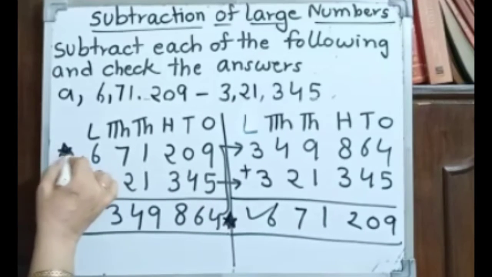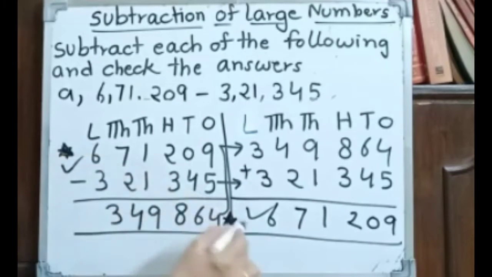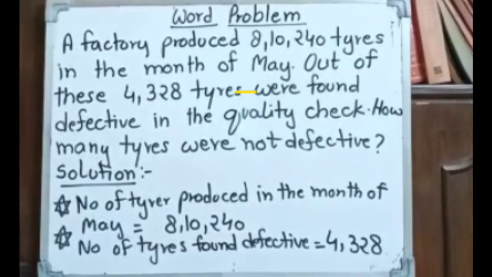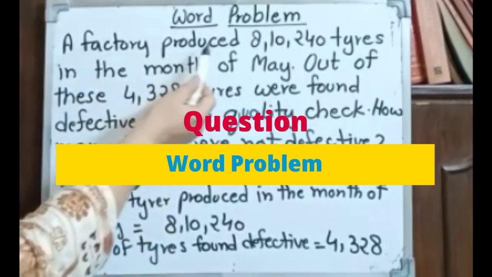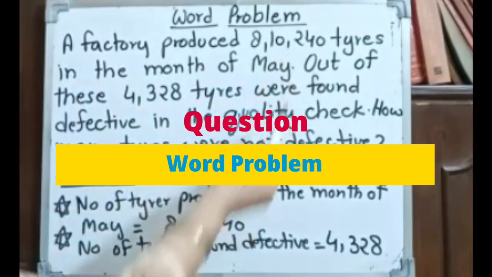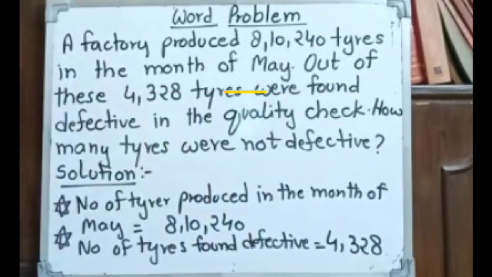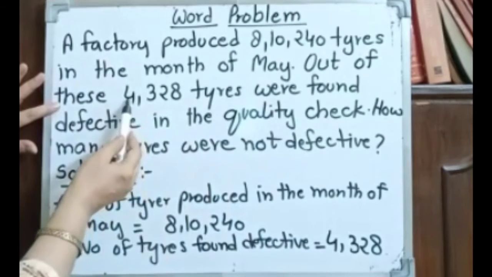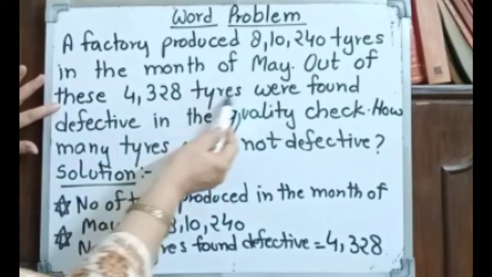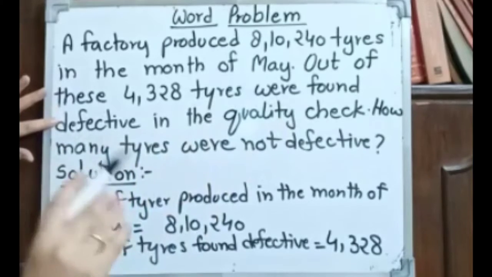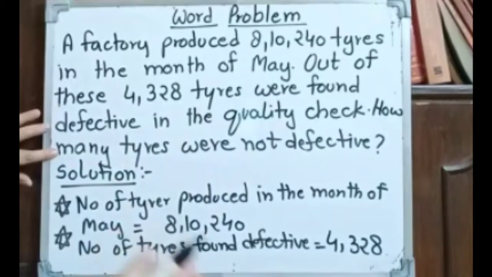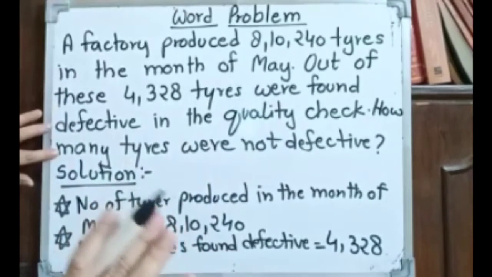Here we have a star, here we have a star. So you match the answer. If the answer is the same, it means you have done it right, you have checked your answer, and your subtraction sum of large numbers is right. We have a word problem of subtraction. A factory produced 8,10,240 tires in the month of May. Out of these, 4,328 tires were found defective in the quality check. How many tires were not found defective?